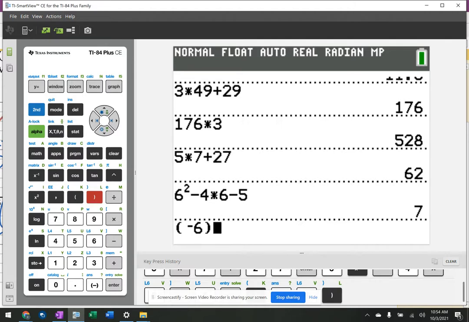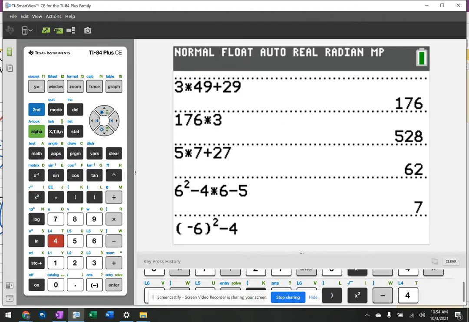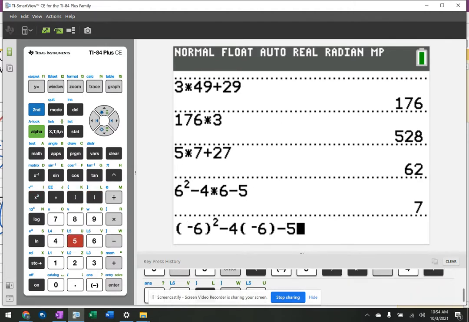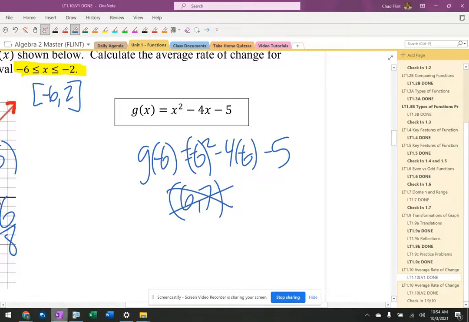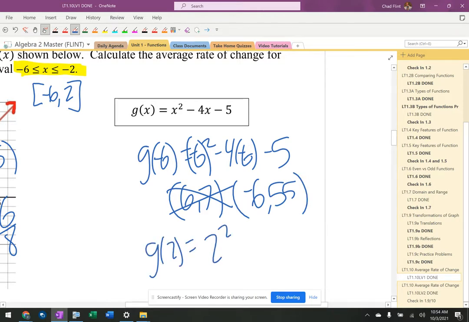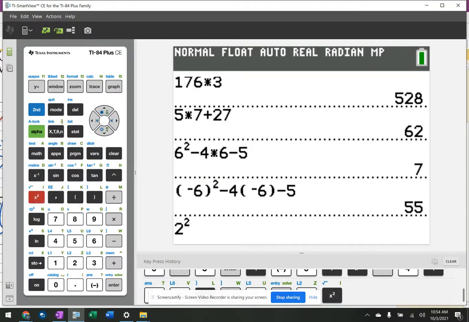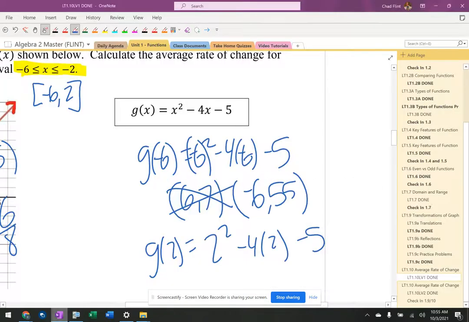-6 squared minus 4 times -6 minus 5 gives 55. And then 2 squared minus 4 times 2 minus 5. That's going to be -9, I think. 2 squared minus 4 times 2 minus 5 is -9. So then we have 2, -9.